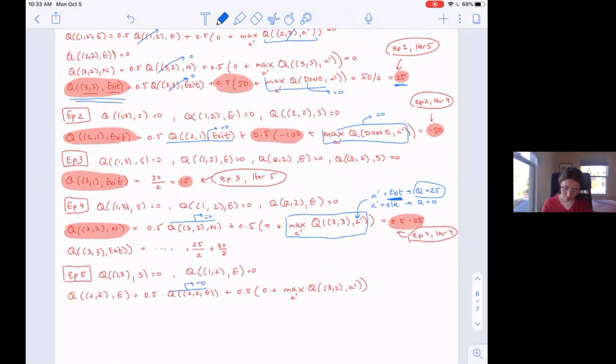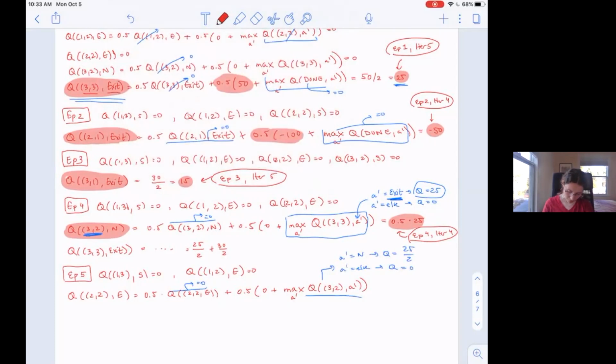But have we ever updated the Q value at 3, 2 to be something interesting? We actually have, right here. In episode 4, we said that Q of 3, 2 when you take the north action is equal to 25/2. So if I'm choosing A prime to equal north, then I'm going to get a Q of 25/2. If I take any other action, so far that Q value is going to be equal to 0. So if I'm trying to maximize my Q value, what am I going to choose? I'm going to choose to take the action north. I'm going to acquire 25/2 as my reward.